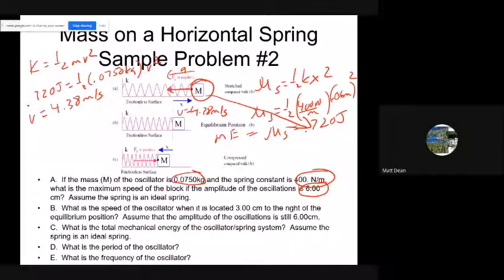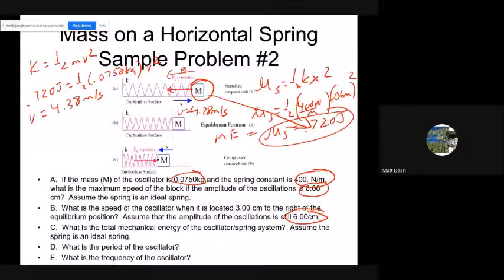All right, now B. What is the speed of the oscillator when it is located 3 centimeters to the right of the equilibrium position? Assume the amplitude of the oscillations is still 6 centimeters. This is where a lot of you would fall for a trap, and you would think, well, okay, at 6 centimeters, the spring was storing this much energy. So at 3 centimeters, it should be storing half of that much energy, 0.360 joules of elastic potential.